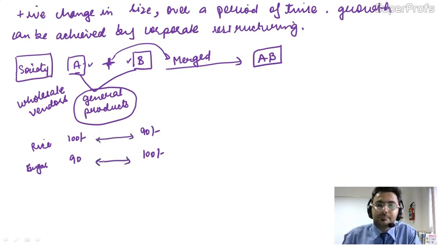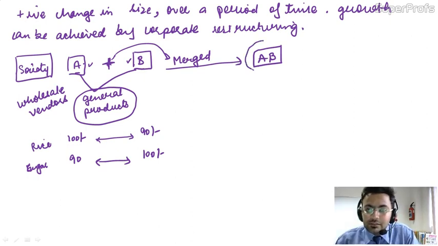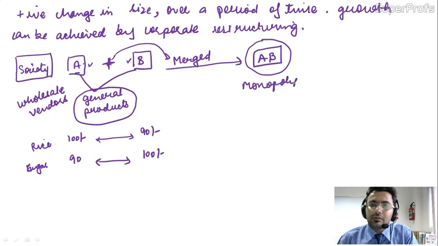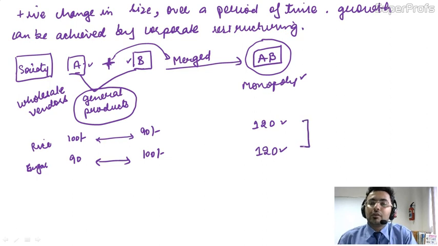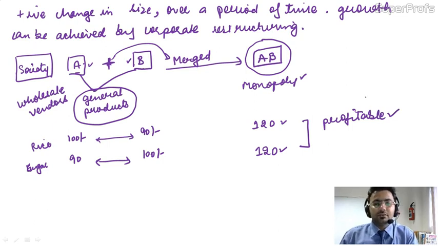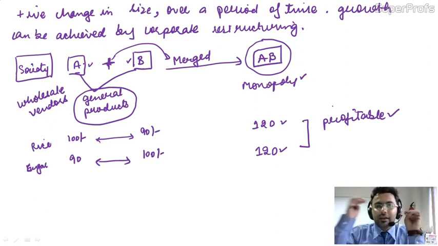That is competition. Now once they are merged, they will be enjoying monopoly. Once they enjoy monopoly, they can sell rice at 120 and sugar at 120. Of course, that will be more profitable for them as compared to the previous scenario, right? Such kind of examples are very easy to keep in your mind all the time. We'll start them with the examples as well.